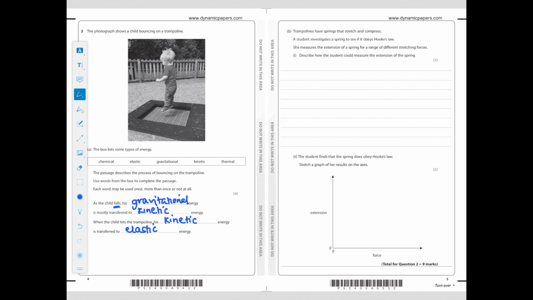A student investigates a spring to see if it obeys Hooke's law. She measures the extension of a spring for a range of different stretching forces. Describe how the student could measure the extension of the spring. So we just need to give a simple method here for helping the student to measure the extension of the spring. So clearly the student needs to measure the initial length of the spring.